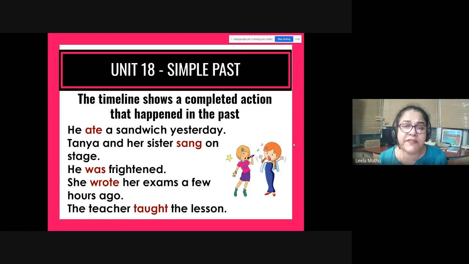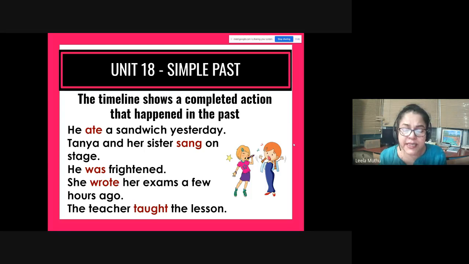He was frightened. Now, was is a form of the verb be. I am, you are, he, she, or it is. We are, you all are, and they are, right? The simple past is was. He is frightened, present. He was frightened, past. But maybe he's not frightened now. That action finished. He was frightened.